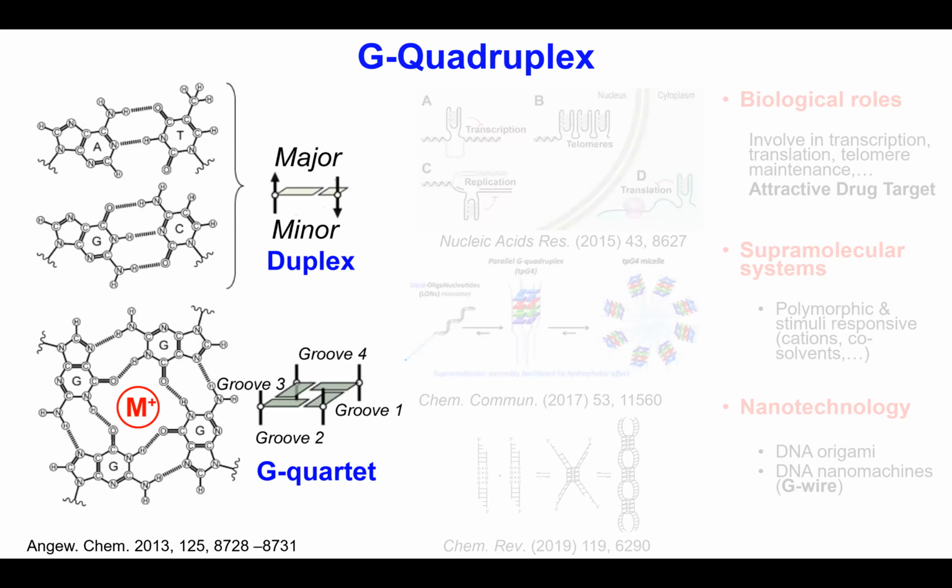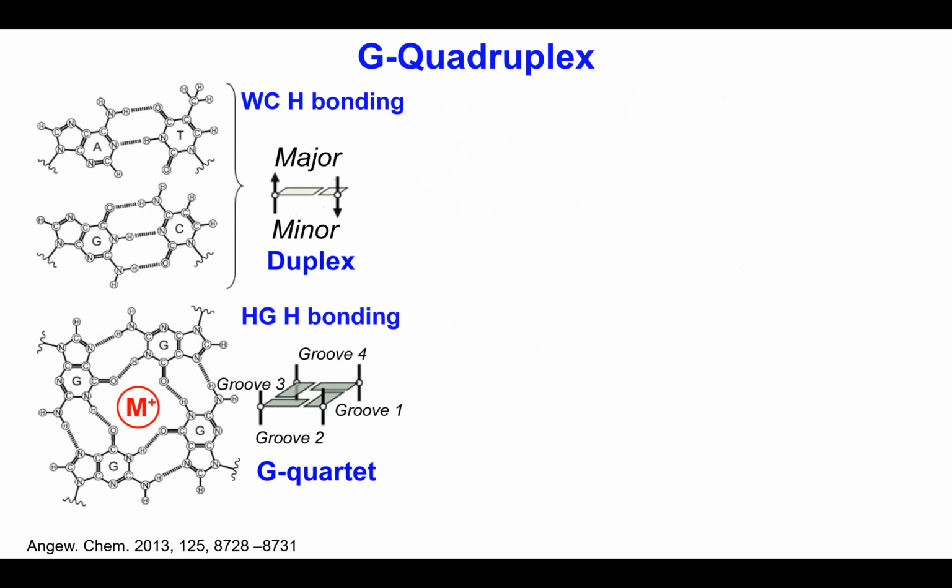So let's see the structural part. What is there in the structure? In the regular Watson-Crick DNA duplex, the Watson-Crick base pair stabilizes the structure. But in G-quadruplexes, we have a different kind of base pair, called the Hoogsteen base pair, found between guanines. Four guanines are involved in eight Hoogsteen base pairings, and the adjacent guanine strands are stabilized by further coordination with the cation.